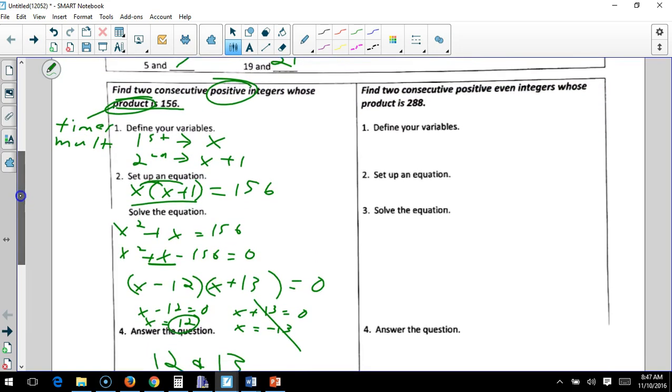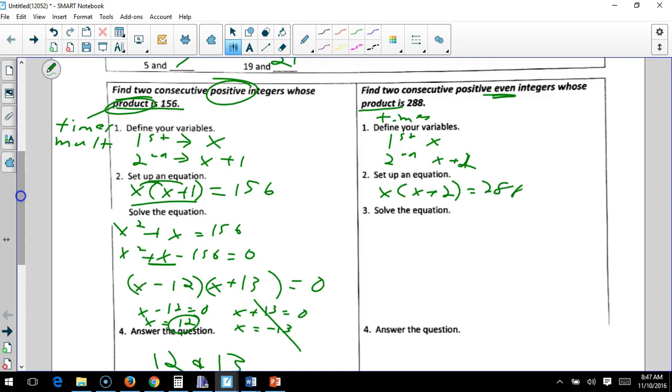Moving on. Find two consecutive positive even integers whose product is 288. Again, my first is going to be x. My second is going to be x plus 1. Oh, plus 2 because it says even. Pay attention. Even means we're going to do x plus 2. Now, the setup's going to be pretty much the same because the product means times. So x times x plus 2 equals 288.